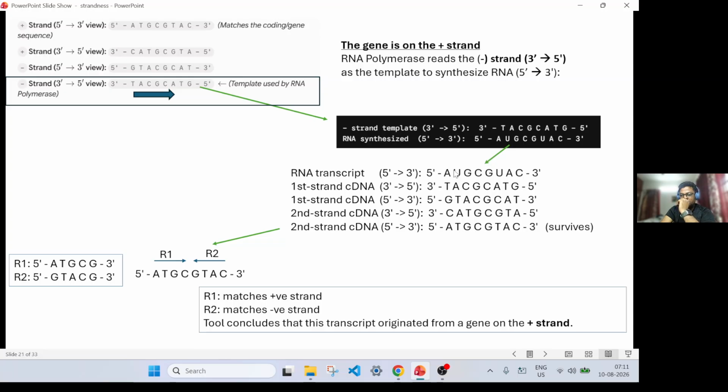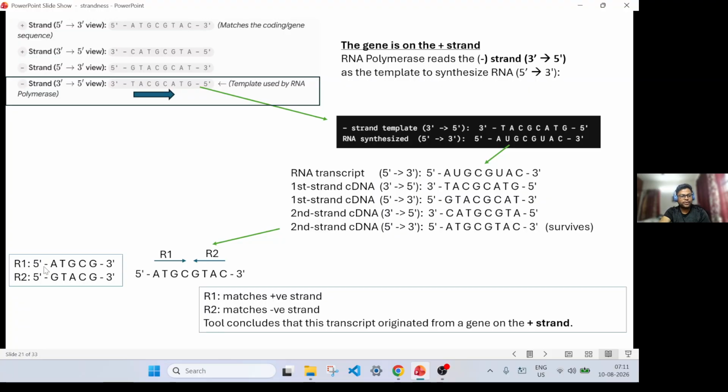So now the first strand cDNA will be like this, and the same first strand cDNA in the opposite view. And now you synthesize the second strand, in the 5' to 3' view. So all possible views I have kept, first and second strand. But now what we need to select is the second strand as a template, and always you consider 5' to 3'. And now you do the R1 this way and R2 this way.